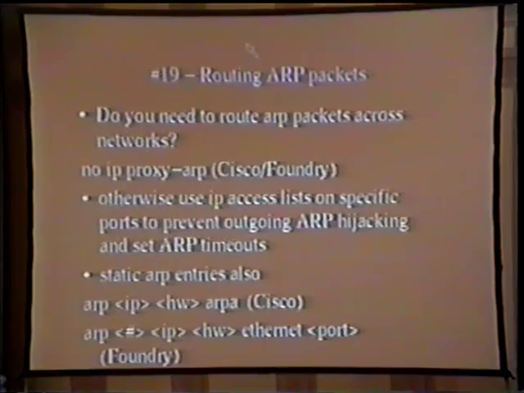If you don't want to disable it completely, you could use access lists on specific ports, because what you want to do is prevent some sort of ARP hijacking, and set ARP timeouts. You can also, as I was speaking earlier about port security, set up static ARP entries. Here are the commands for both Cisco and Foundry. That way you are protecting against ARP hijacking.